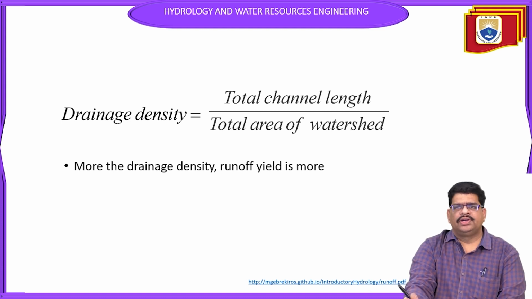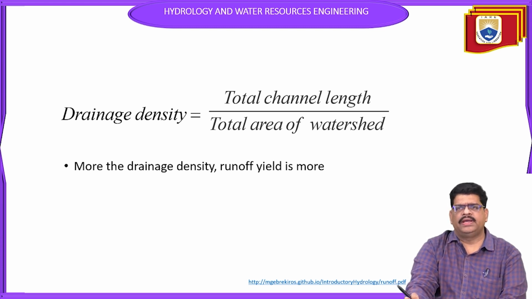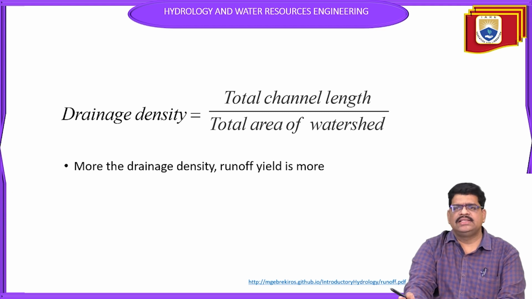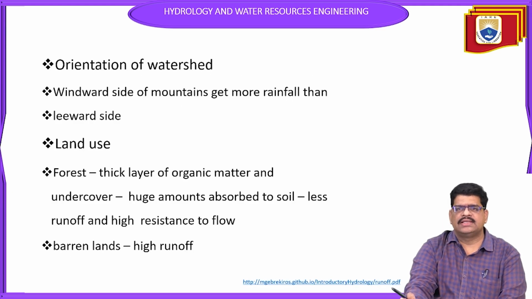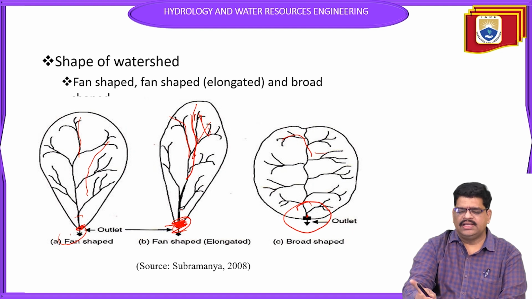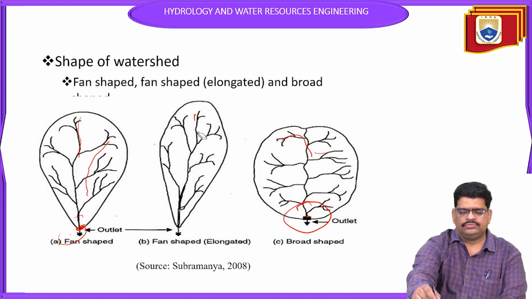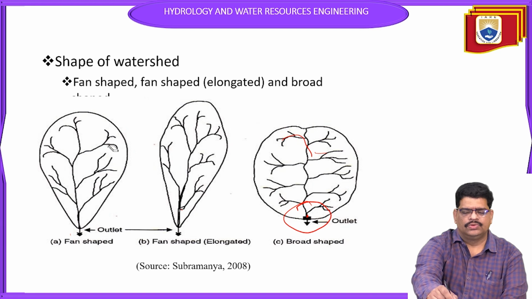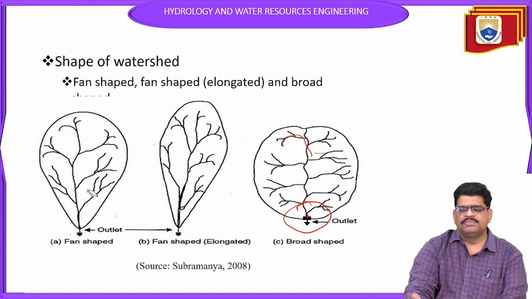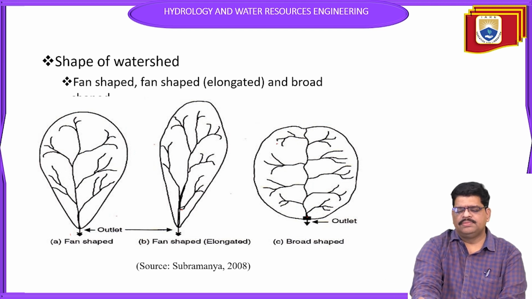A very important factor is drainage density. Drainage density is calculated as the total channel length divided by the total area of the watershed. Let us see one of the shapes we discussed previously. See, this is the total length of the streams here. Small streams are converted into big ones, and each and everything can be obtained through a geographical information system using software.